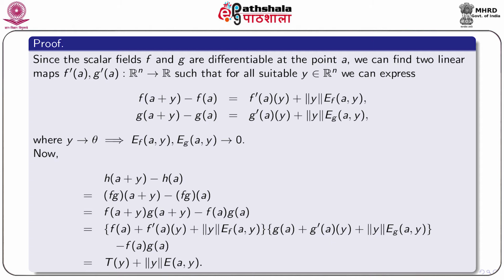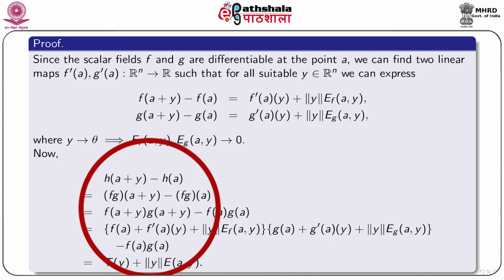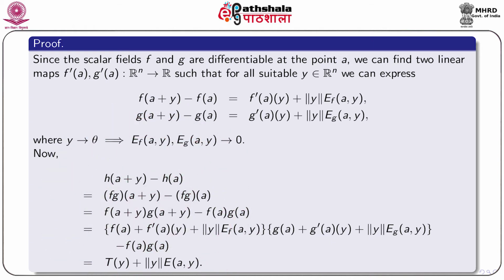Now, first of all, we have to find the increment of h whenever we go from a to a plus y. We find that h of a plus y minus h of a, by definition of h, is f g at a plus y minus f g at a, that is f of a plus y times g of a plus y minus f of a times g of a. Now, we know what f of a plus y minus f of a is. So, we know what f of a plus y is.